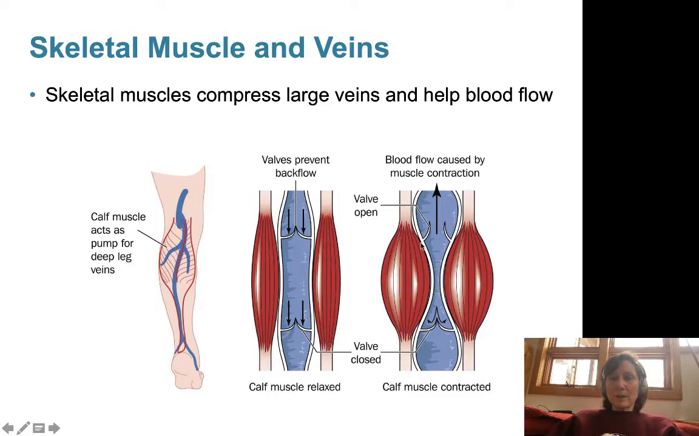And you can actually see the flaps here too. So here's blood flowing through, in this case, in part from the pressure of the calf muscles. And then when the muscles relax, you can see that these valves come down, and it prevents backflow of blood backwards through the veins.